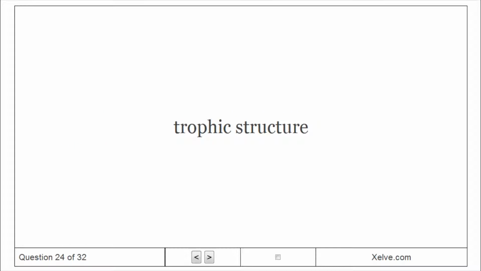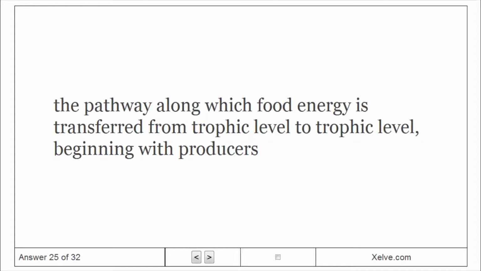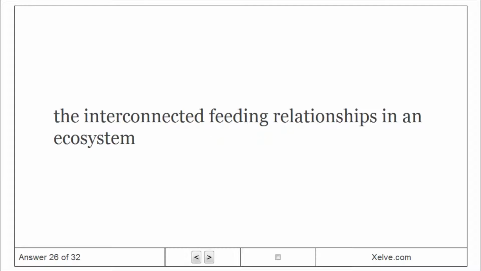Trophic structure. The different feeding relationships in an ecosystem, which determine the route of energy flow and the pattern of chemical cycling. Food chain. The pathway along which food energy is transferred from trophic level to trophic level, beginning with producers. Food web. The interconnected feeding relationships in an ecosystem.